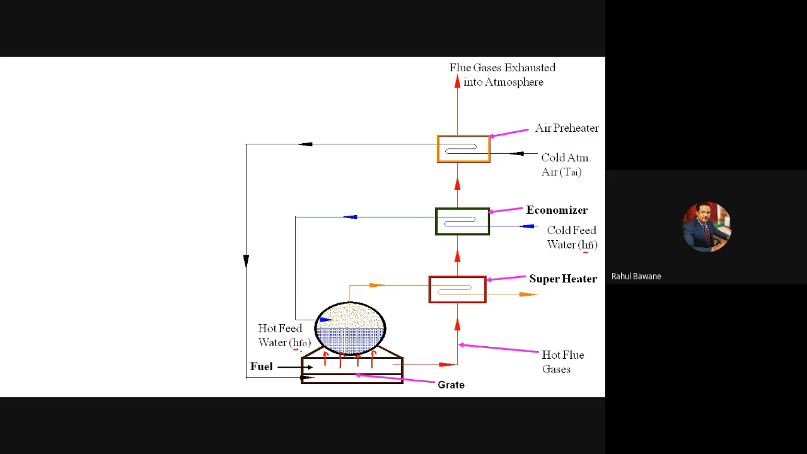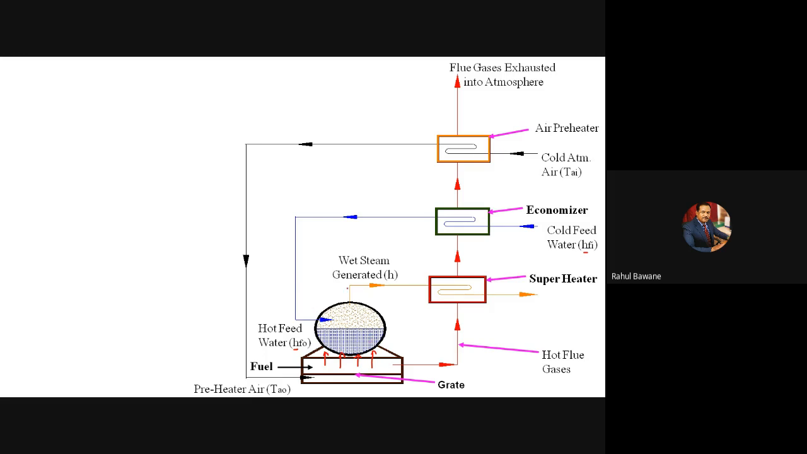Next, cold atmospheric air. Cold doesn't mean it is at a lower temperature. Whatever the atmospheric temperature of the air is, it is denoted as the temperature of air at intake, or inlet to the air preheater. When exhaust gas preheats it, its temperature increases, giving the temperature of air at outlet of the air preheater. This air is supplied to combustion.